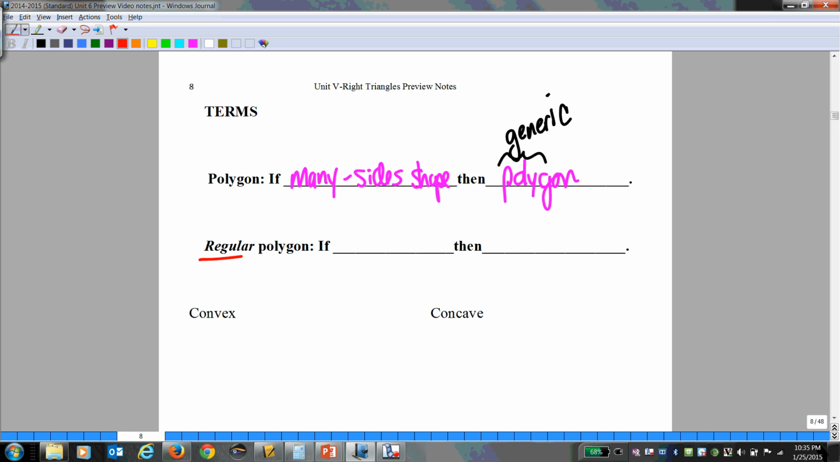Now the term regular means this. If you have a regular polygon, then all sides and angles are congruent. So the term regular means all sides and angles are congruent.